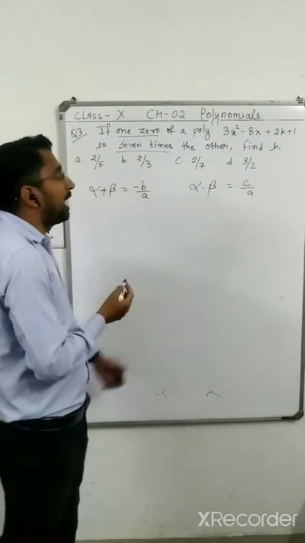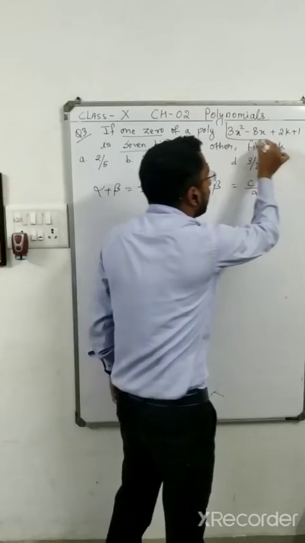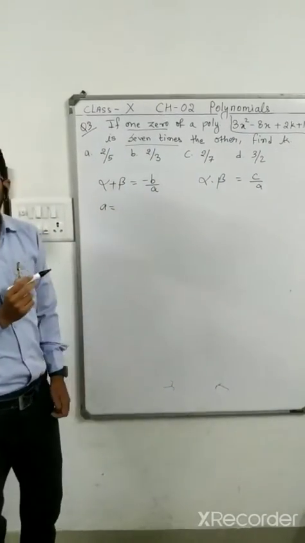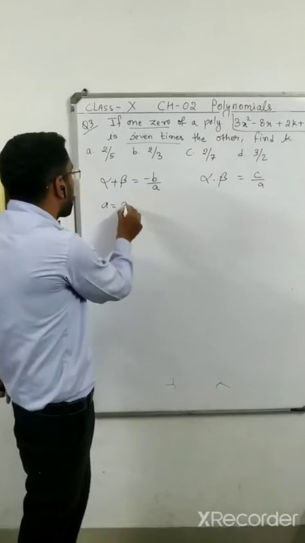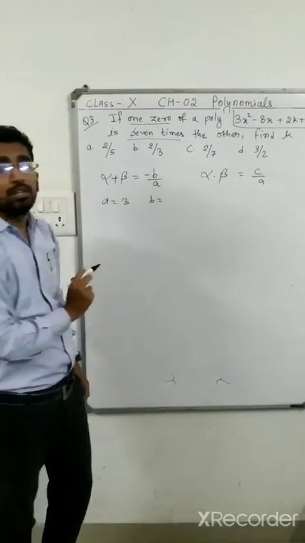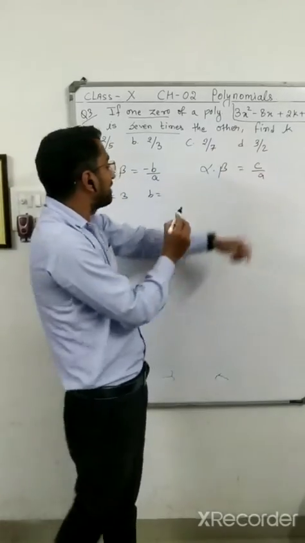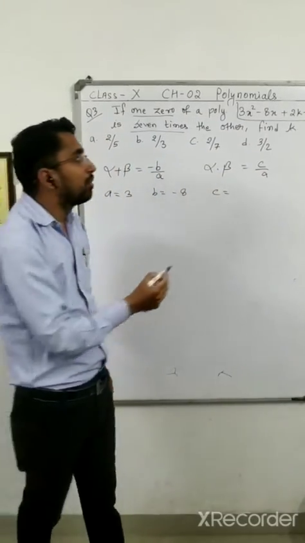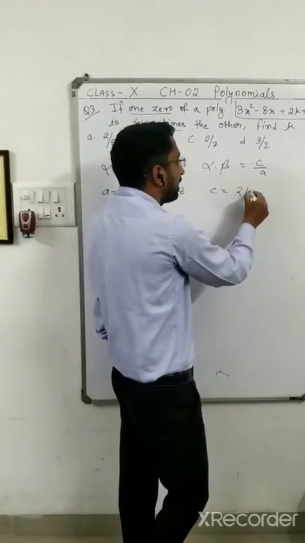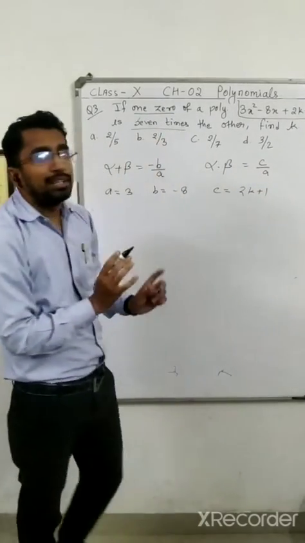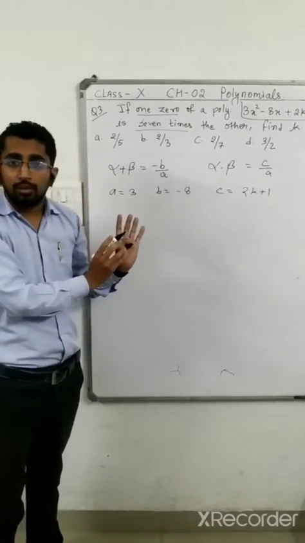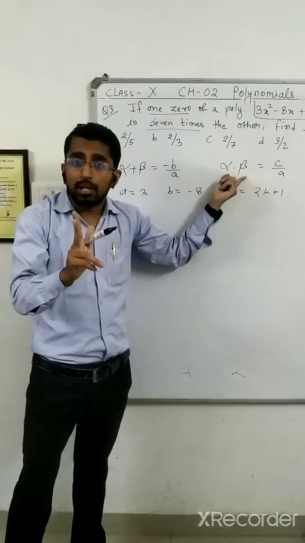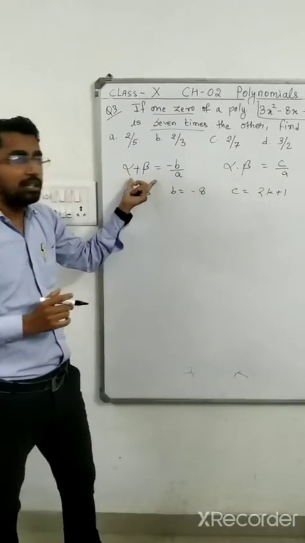So we can understand this is our given polynomial. The value of a, which is the coefficient of x square, is 3. The value of b, which is the coefficient of x, is minus 8. And the last value of c is the constant number, so you can see it is 2k plus 1. Now let us start with the sum of zeros, because if I go with the product, I will be missing two variables. So let us come up with the sum.